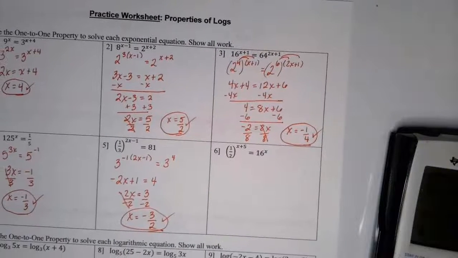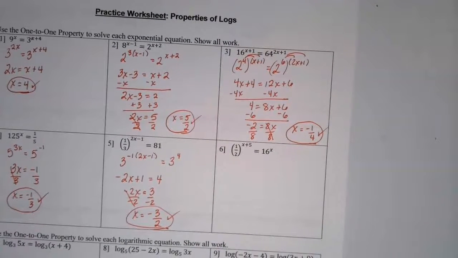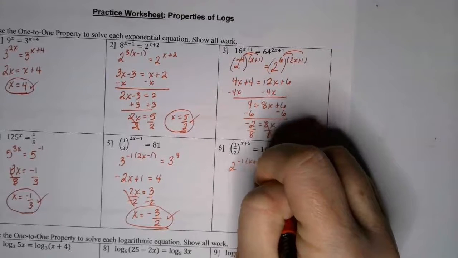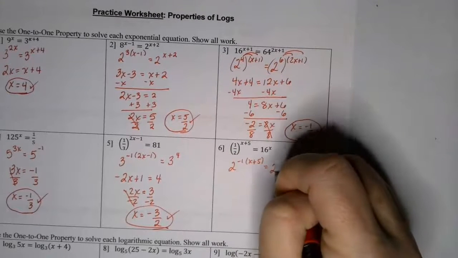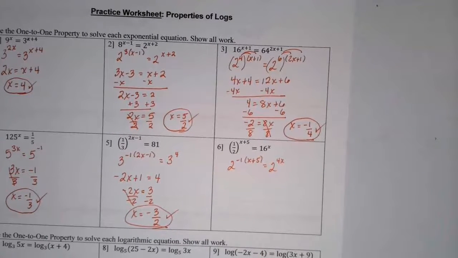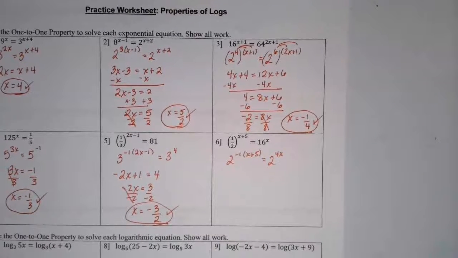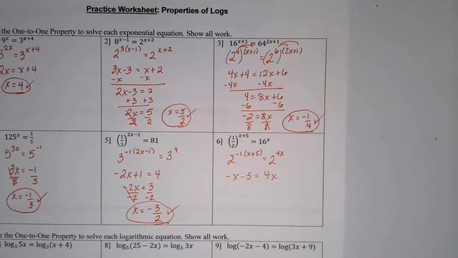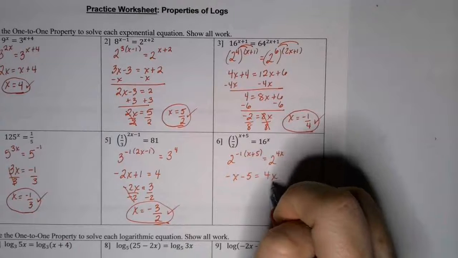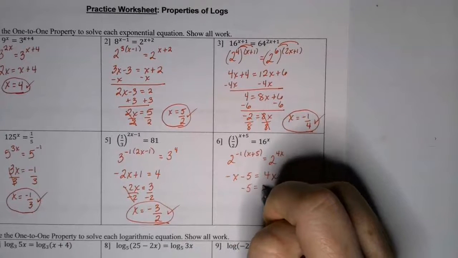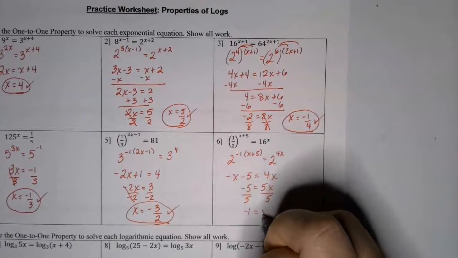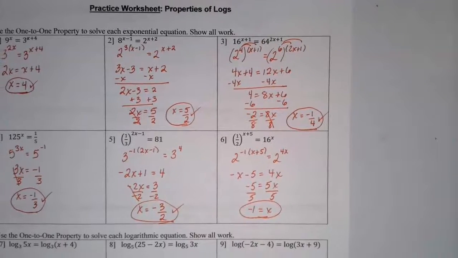Then in number 6, we've got 1/2 can be written as 2 to the negative 1, and that's to the x plus 5 power. 16 is 2 to the 4th, so that would be a 4x power. Then we can set our exponents equal, so negative x minus 5 is equal to 4x, and then we'll add x to both sides and divide through by 5. And we get x equals negative 1.